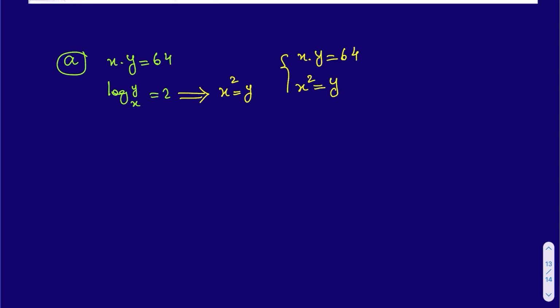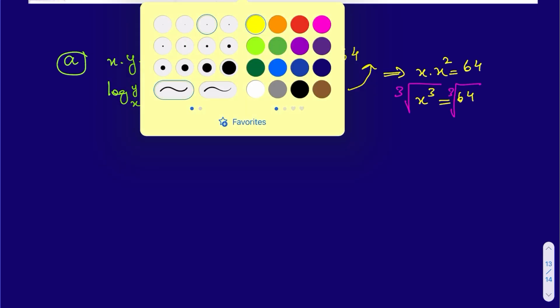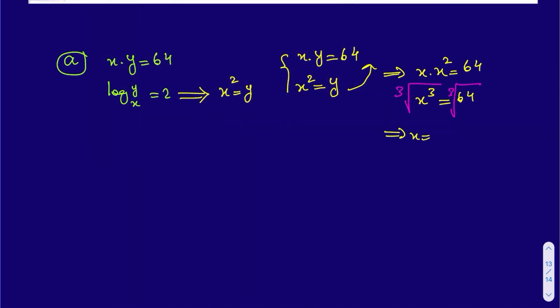Okay, so then I'm going to solve this problem, and here I will replace the value of y by x to the power of 2. So if I replace it in the equation above, it will be x times x to the power of 2 is equal to 64, and then it will be x to the power of 3 is equal to 64. Therefore x will be equal to 4.